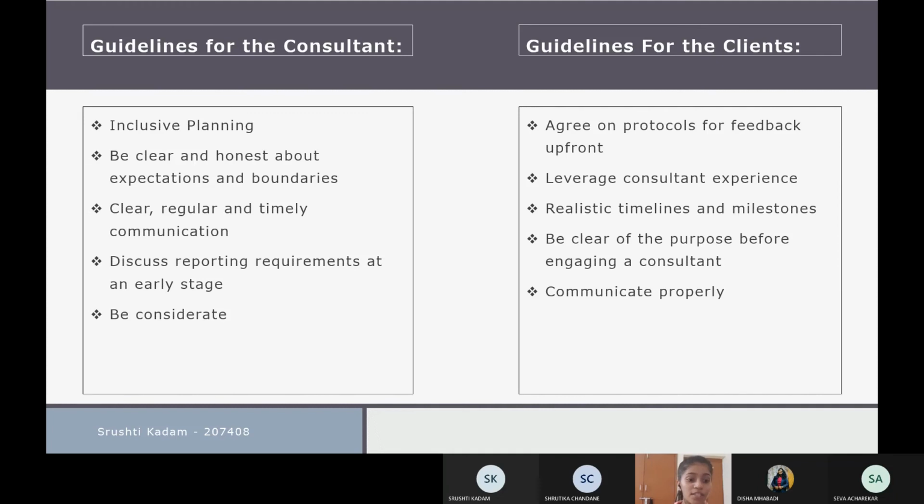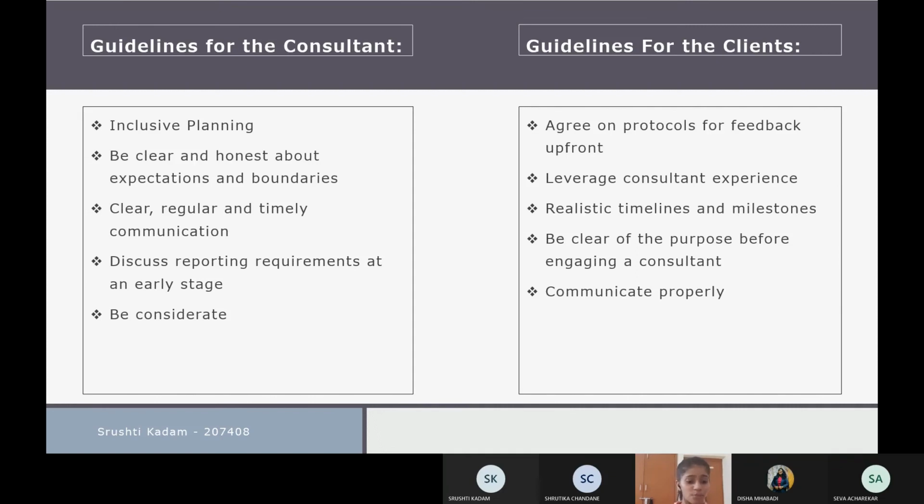Guidelines for clients include: agree on protocols for feedback upfront. An effective protocol is to agree to provide one set of consolidated comments to the consultant. Second, leverage consultant experience. A good consultancy is one which is treated as a partnership. There may not be many issues of seniority between the two, rather than giving detailed instructions for how the job is to be done. Next is realistic timelines and milestones.